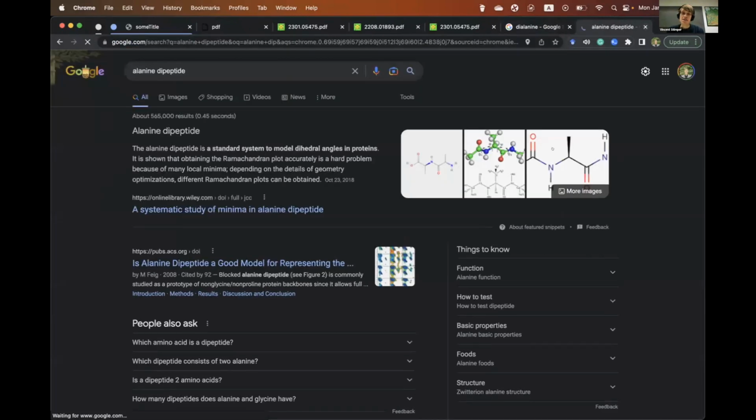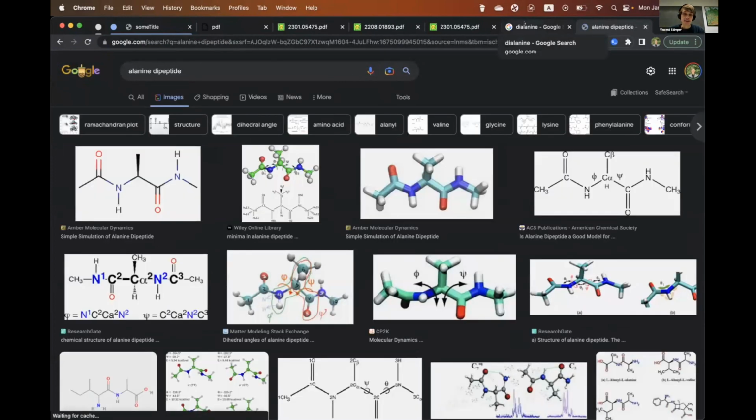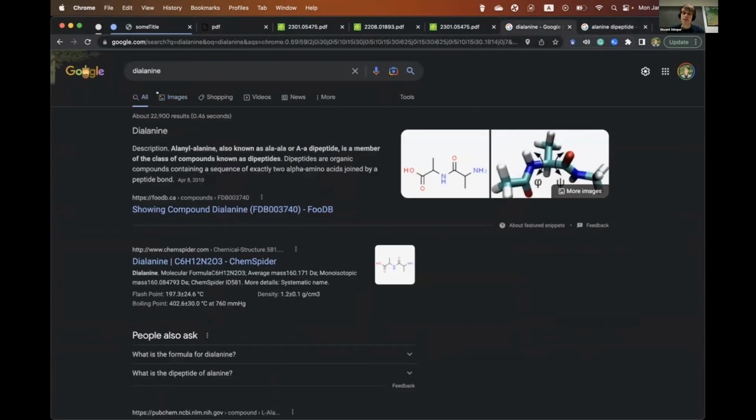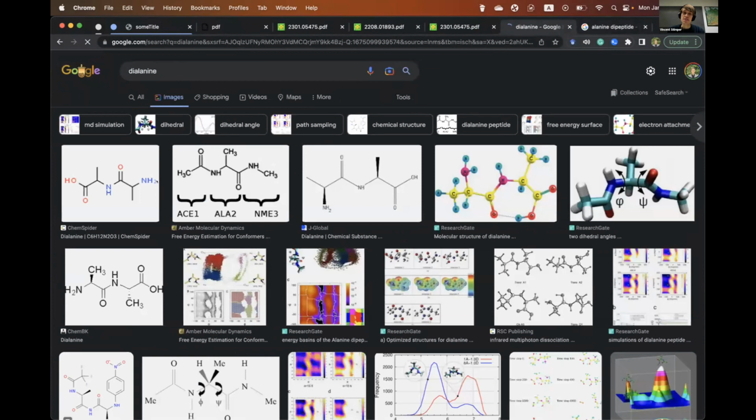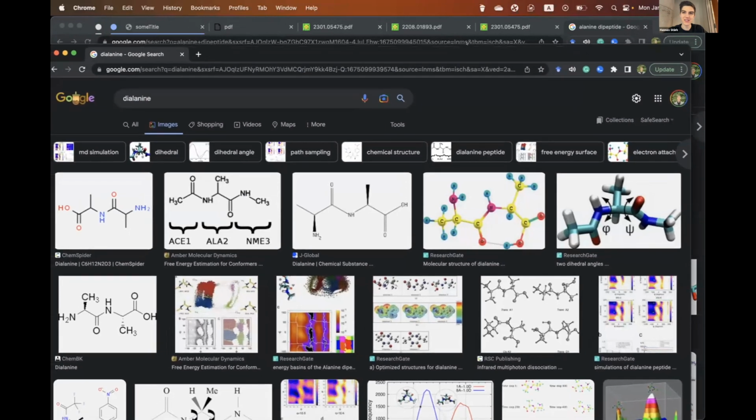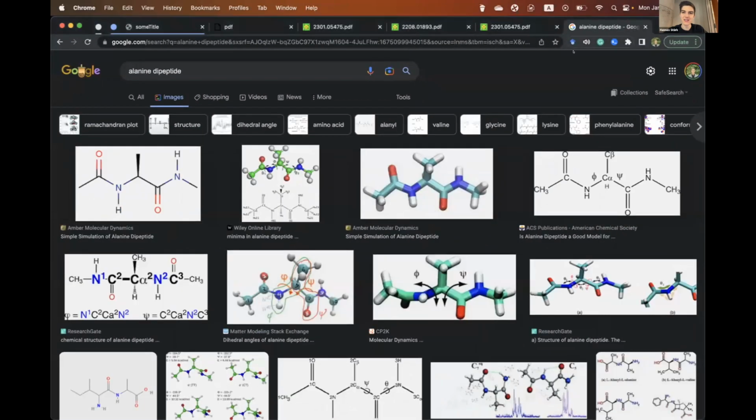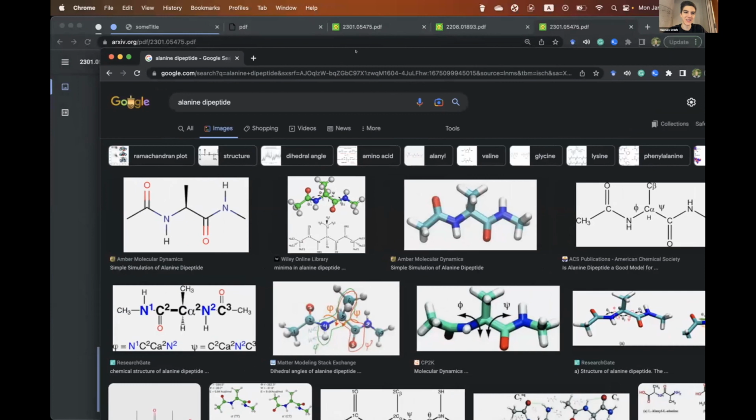So what we actually mean is d-alanine. This is the molecule we're considering, and d-alanine, I mean, it's the same. But some people use the same name, alanine dipeptide, for a different molecule. But look at this. It's not the same.